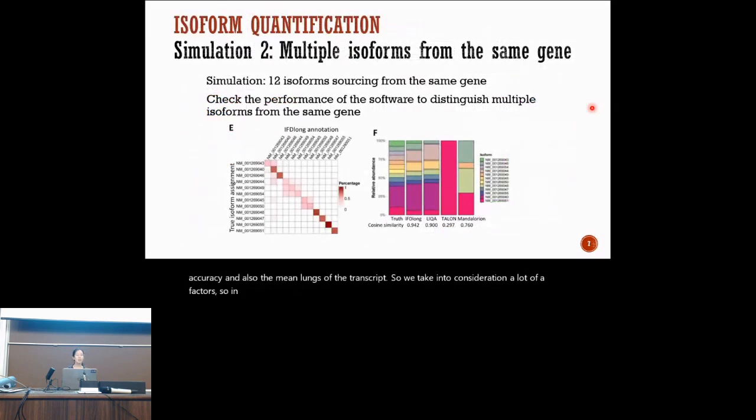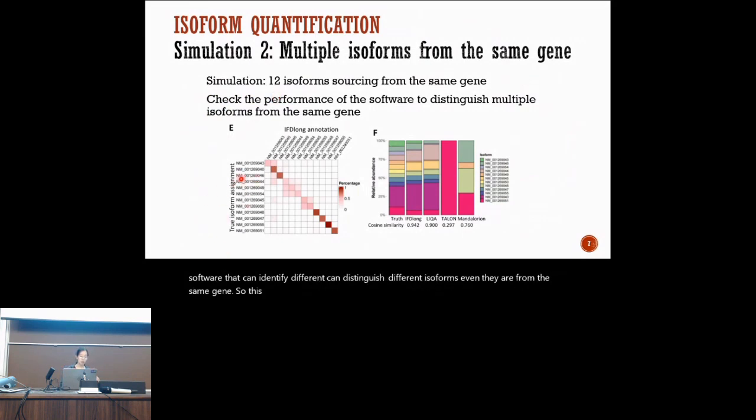So in our second simulation, this is not a large scale, but a very interesting one, because we want to show the power of the long read. Say this gene actually has 16 isoforms, but some are quite similar, so we combine them. Ultimately we have 12 types of isoform, all sourcing from the same gene. So we want to see the ability of our software to distinguish different isoforms, even though they're from the same gene.